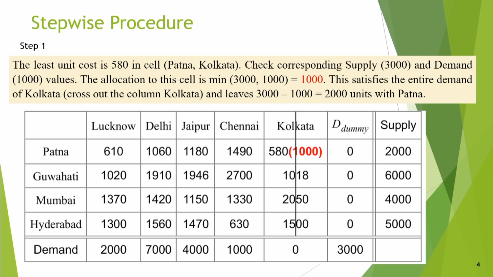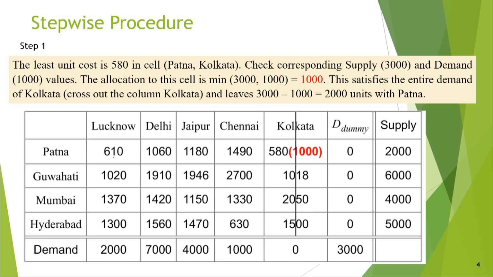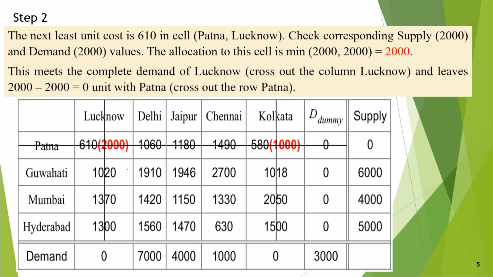So therefore we will not look at the dummy cells, we will look here. So here the lowest one is I think Patna to Lucknow. Okay. 610. So therefore in 610 we will give the maximum supply. How much? 2000 is the supply. Here Lucknow demand is also 2000. So we can say that this is 2000. Okay. So now we can strike that 2000 here. That means Lucknow's demand is gone, and of course we have to strike Patna also. We can, because their supply is gone.